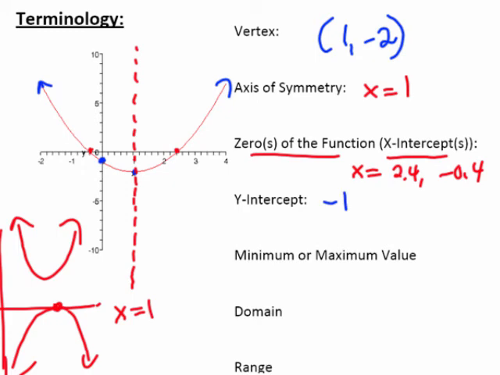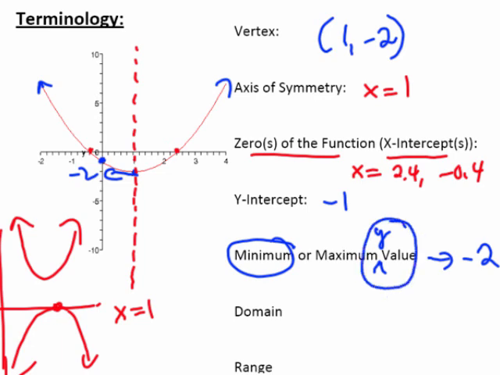Now, because of the shape of a parabola, it will always have a minimum or a maximum value. And when I ask for this, I'm asking for the y value that's the highest or the lowest on the graph. Well, because this particular parabola opens up, the lowest y value is therefore a minimum, and the minimum y value we can see is -2. So the minimum value is -2, happening when x equals 1. But the minimum value, when we're asked for that, is just the y value.